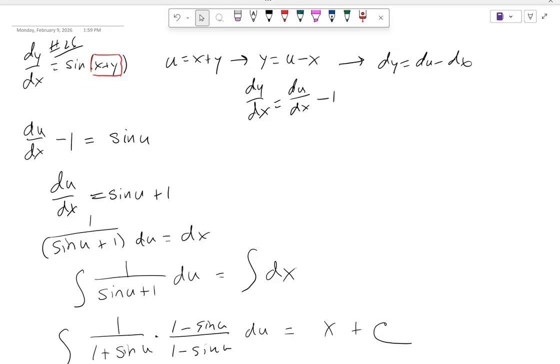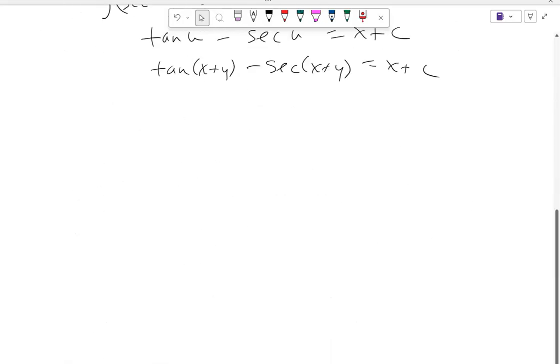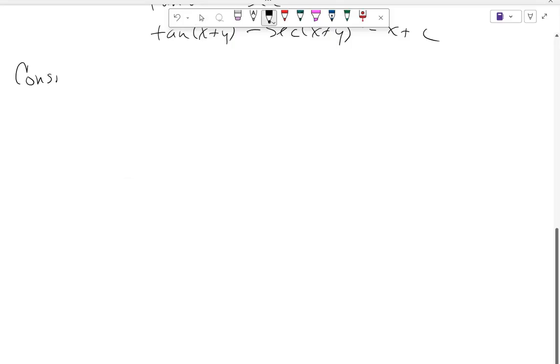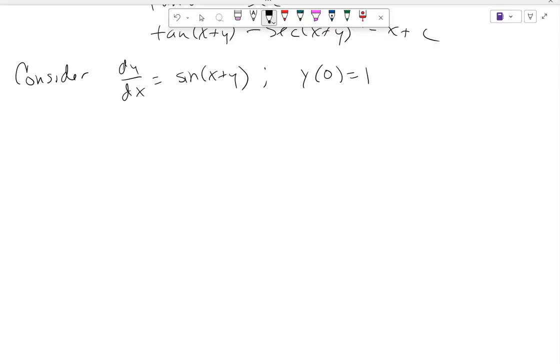Okay. All right, so let's actually continue with that particular problem, but let's do it from a numerical standpoint. So let's say that we wanted to change this to an initial value problem. Let's say we want to consider dy/dx equals sine of x plus y, but y of 0 equals 1. Let's start that way.